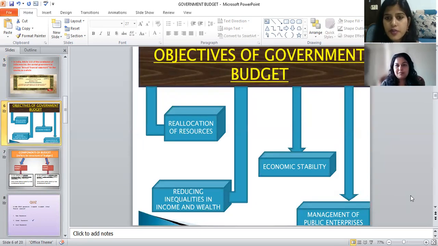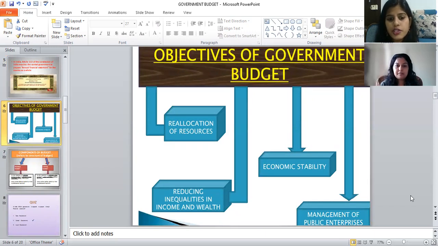Okay, now we'll see the objectives of the government budget. There are four objectives. The first one is the reallocation of resources. In this, the government tries to reallocate resources with the help of taxation concessions and subsidies. The government provides subsidies to the poor so that they can fulfill their needs with the help of this concession, and it imposes high taxes on commodities bought by rich people, while for the poor who cannot buy them, it provides subsidies by reducing the tax. In the second one, the government tries to reduce the inequality in income and wealth.